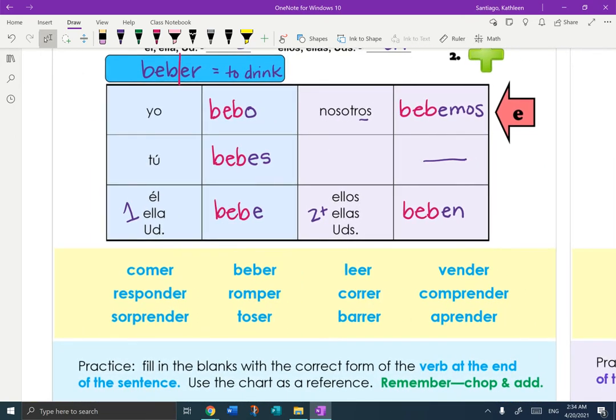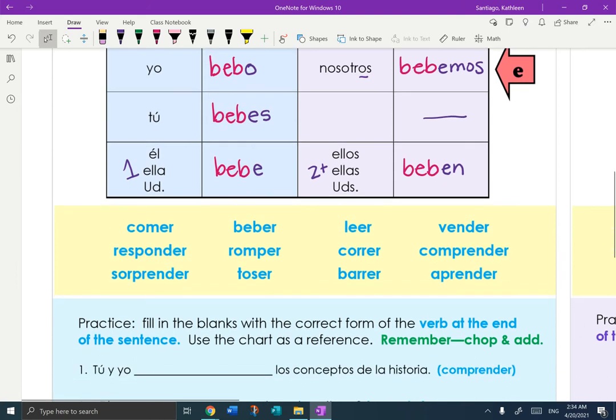Here's a list of the ER verbs. We've been working with all of them. Comer, responder, sorprender, beber, romper, toser, leer, correr, barrer, vender, comprender, and aprender. Practice. Fill in the blanks with the correct form of the verb at the end of the sentence. Use the chart above as reference.